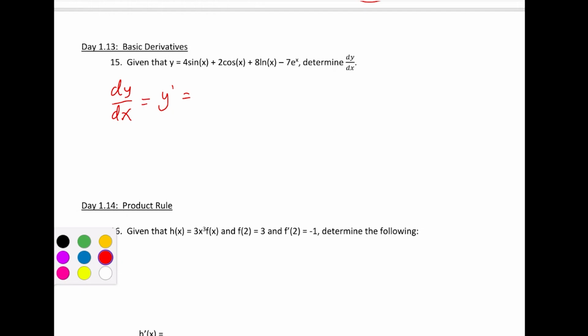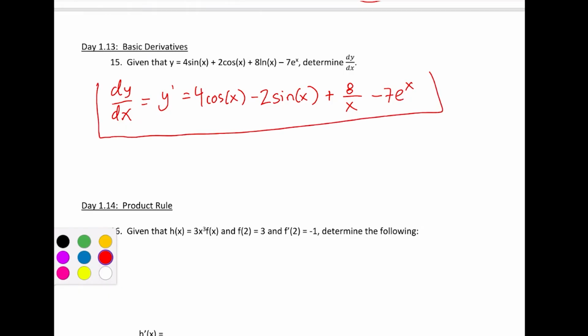So the derivative of sine is cosine, so we're going to get 4 cosine x. The derivative of cosine is negative sine, so we'll have -2 sine x. The derivative of natural log of x is just 1 over x, so this will be plus 8 over x. And then the derivative of e to the x is just itself, so this is going to be minus 7e to the x. And there you go. That's all there is to that one.